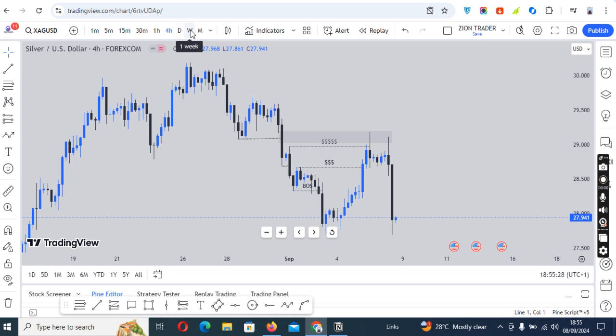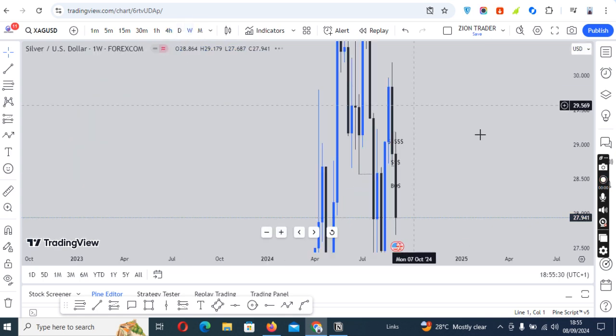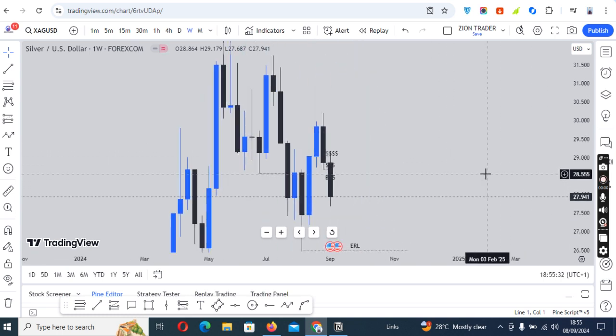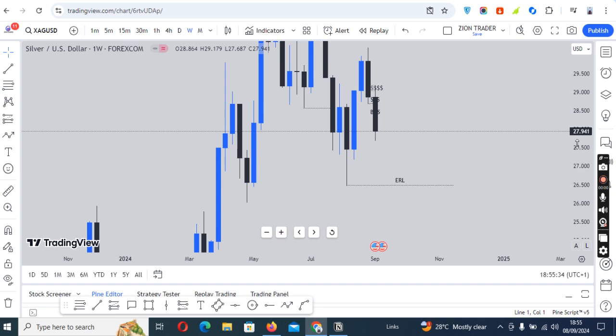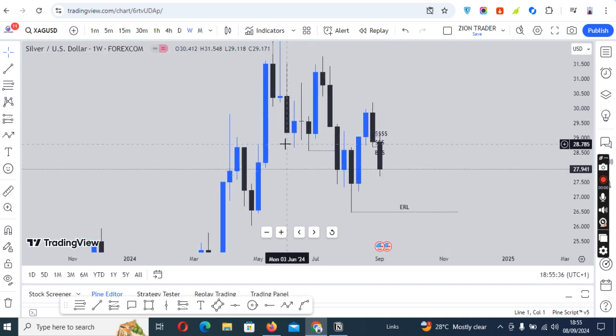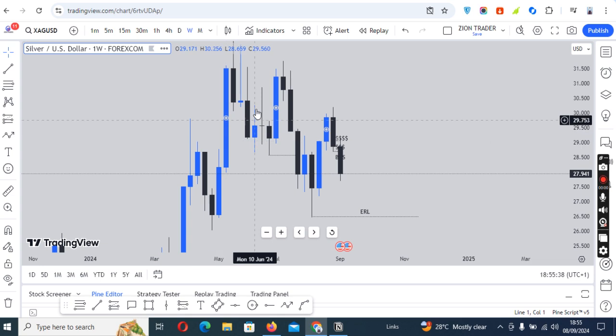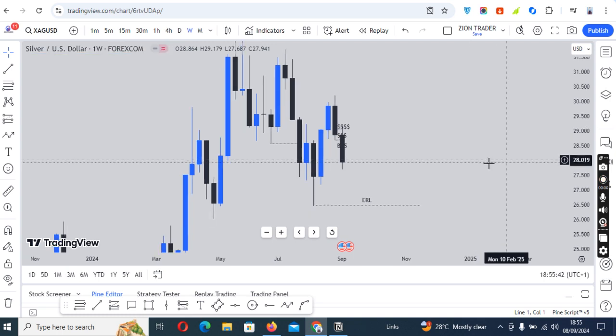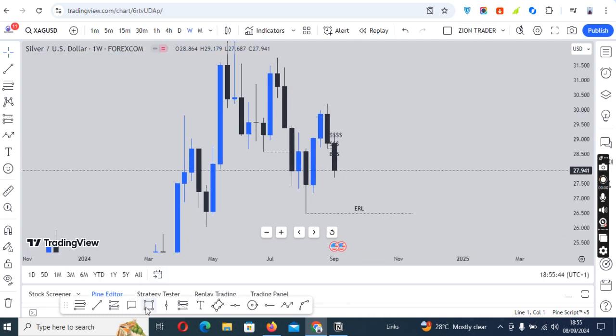Silver. I trade silver, but most people don't. I traded it last week, and I gave you guys a signal on silver last week in the group. Silver is very clean. We have a bearish shift of market structure on the weekly time frame, and price has repriced back into what?